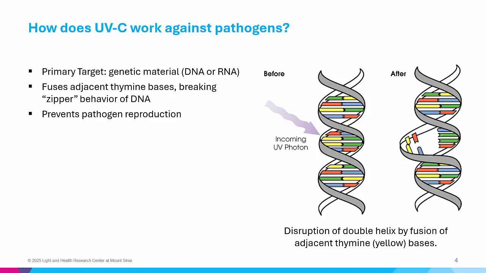How does UVC work against pathogens? When the pathogen absorbs UVC, genetic material is damaged in a more or less random manner. By fusing DNA, it prevents the proverbial unzipping of DNA necessary for reproduction of the pathogen. And because the fusing is more or less randomly distributed, it's impossible for pathogens to develop resistance.